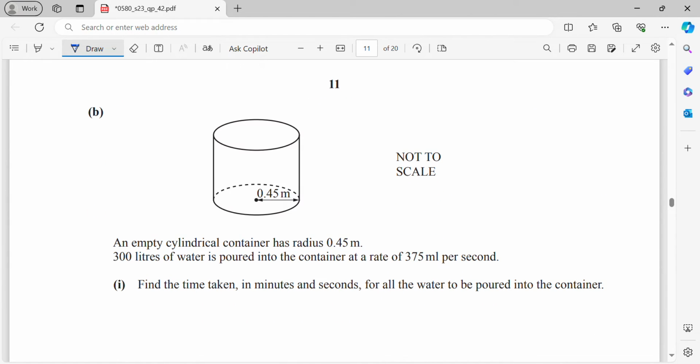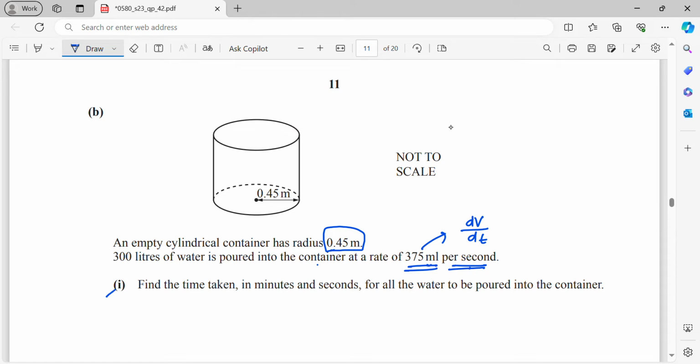Okay, now next question B. An empty cylindrical container has radius 0.45 meters. 300 liters of water is poured into the container at a rate of 375 milliliter per second. That means this is basically dV over dt. This is liter, this is volume, then per time.